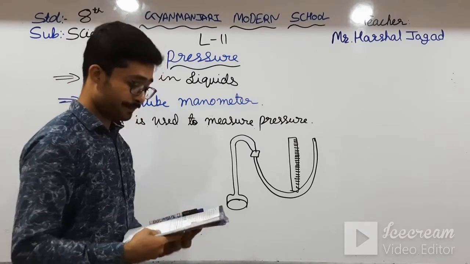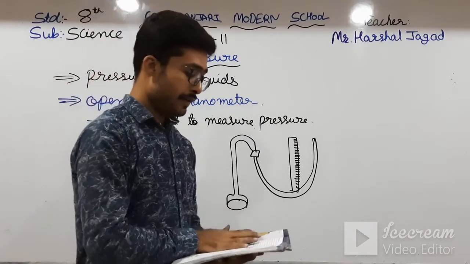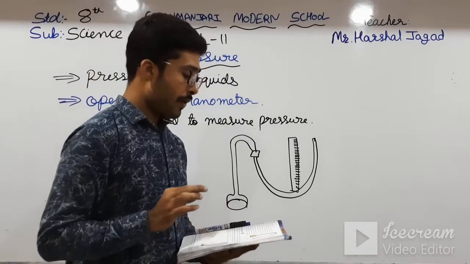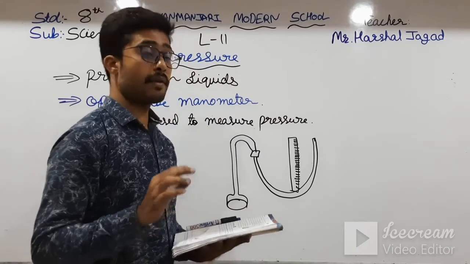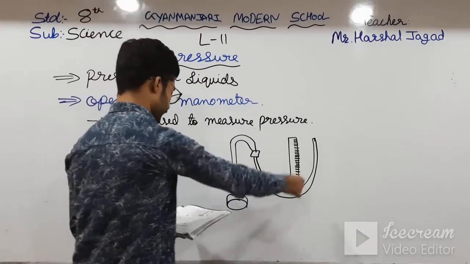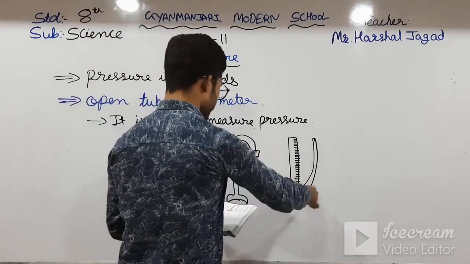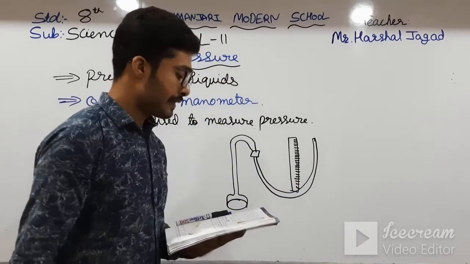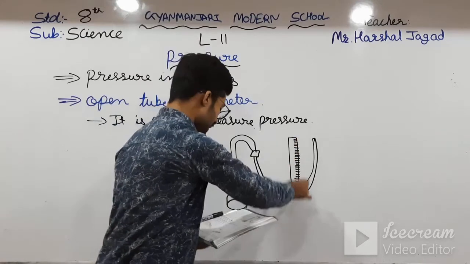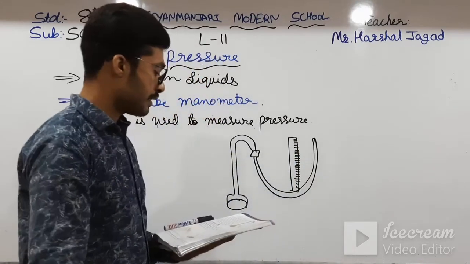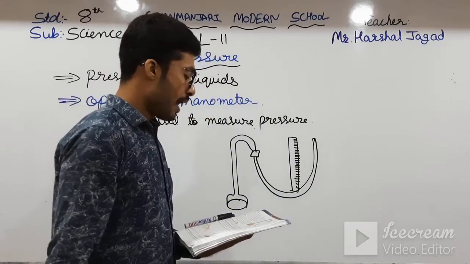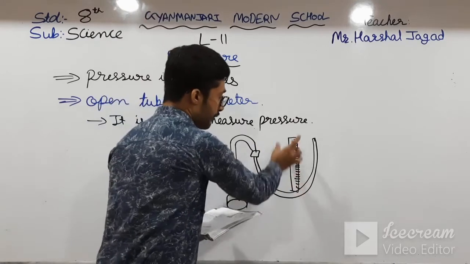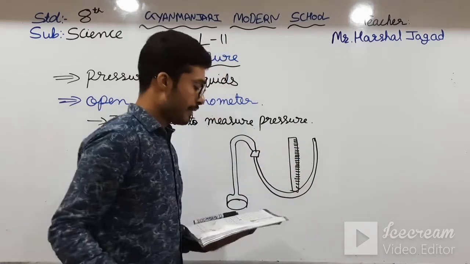Okay, students. See here, it is called a pressure gauge. It contains a U-shaped glass tube filled partially with water. There is a scale here, in between the two arms of the U-shaped tube.